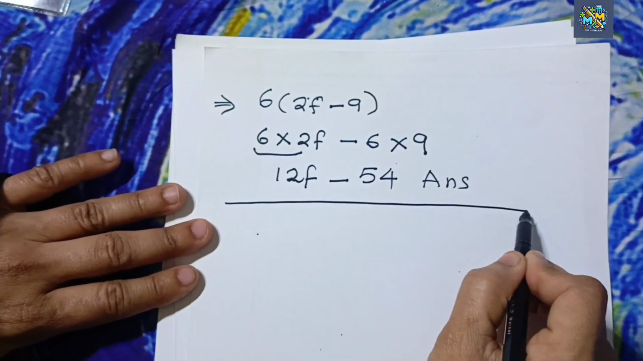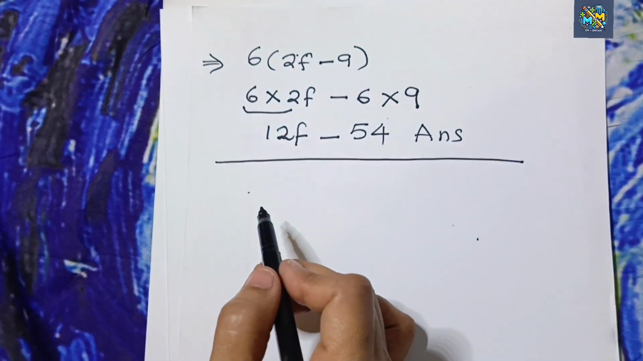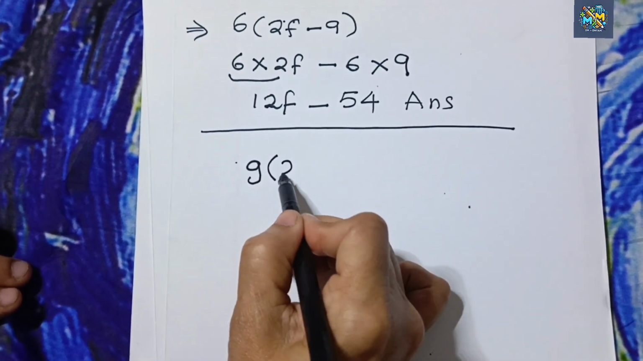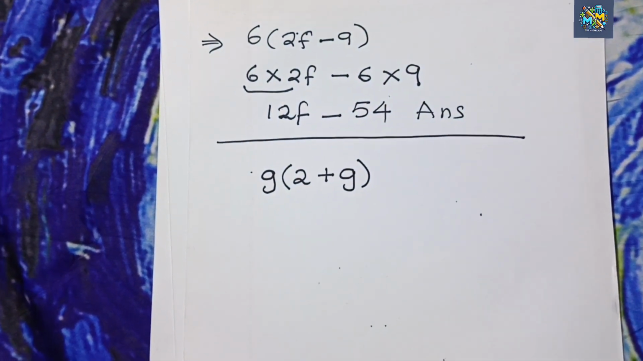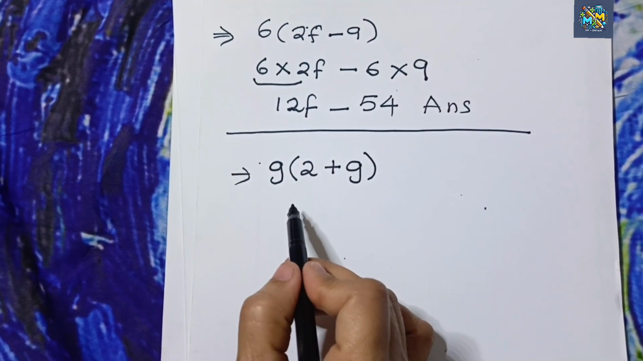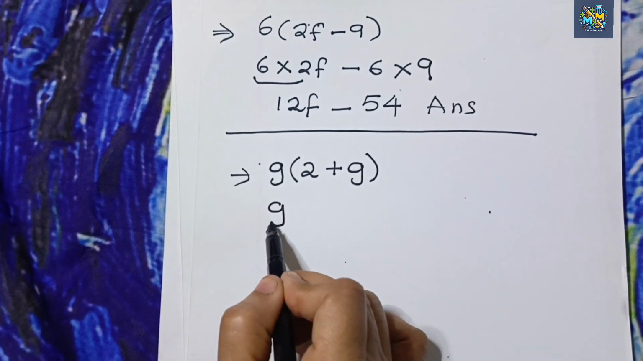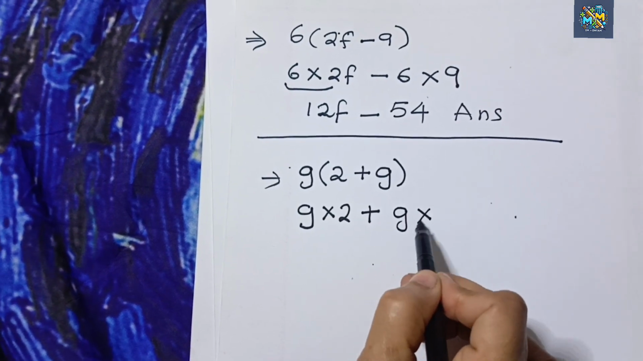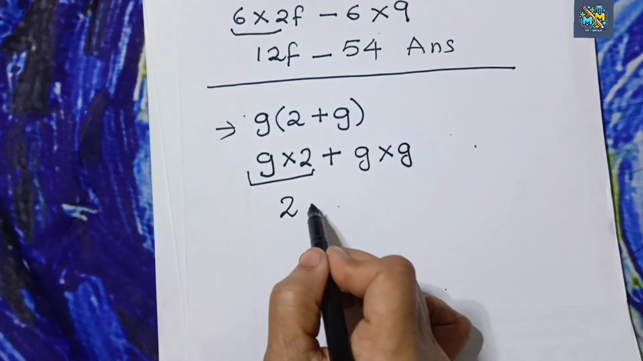Now, one more thing needs to be known. See, here there was a number and a variable inside. But now let's make it a bit topsy-turvy. So I'm having this question: g(2 + g). So what comes to your mind? Are you finding this a bit difficult? Don't worry. Now the same technique, the same thing has to be done. I need to expand the bracket. So I will be writing g multiplied by 2 plus g multiplied by g. So g multiplied by 2 is going to be 2g.